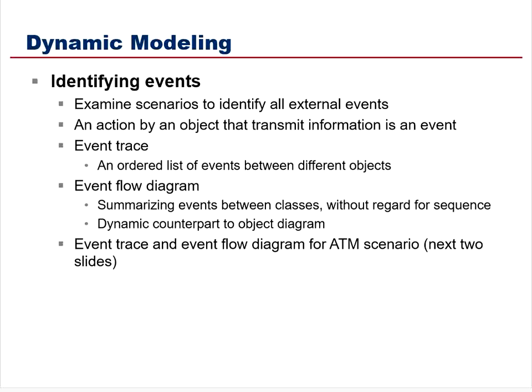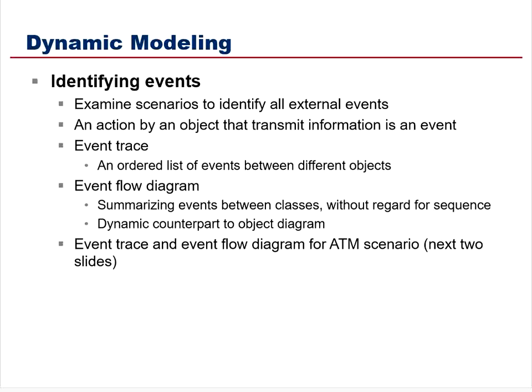So for that sequence of events, we need to identify what types of events we are using in our system. First of all, we need to examine the scenario that we prepared in the first step to identify all the external events. In this, an action by an object that transmits information is an event.